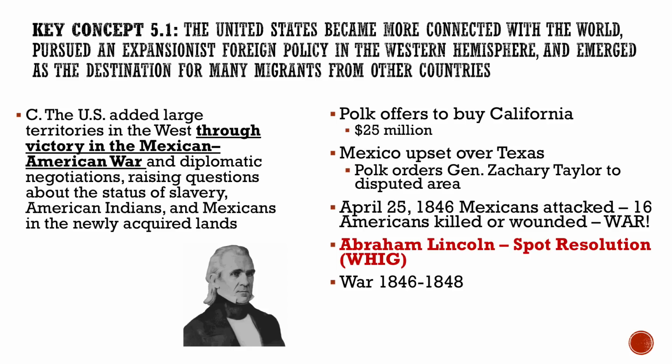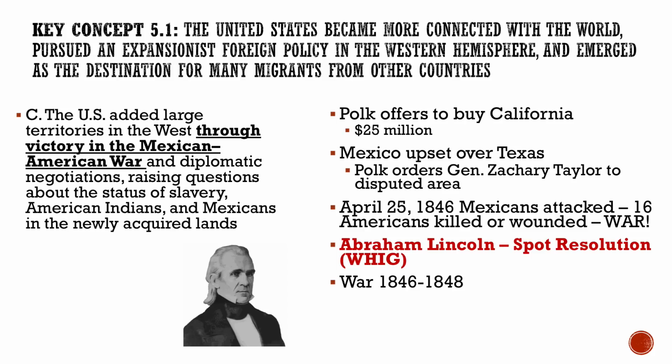And what happens is anybody's guess. General Taylor is doing military exercises. He's crossing the Rio Grande, the Rio Bravo River, into Mexico, and he's coming back into Texas. He's basically antagonizing the Mexican army. And on April 25th, 1846, Mexican forces attack General Taylor's army. 16 Americans are killed or wounded.